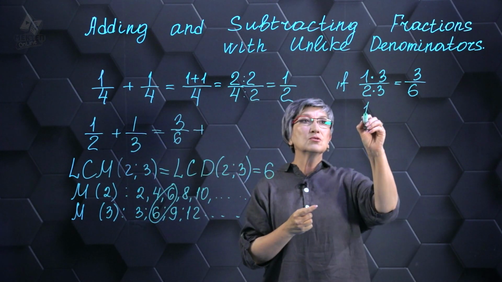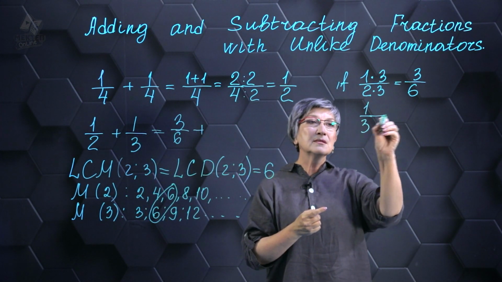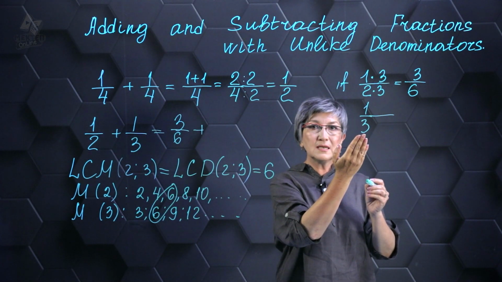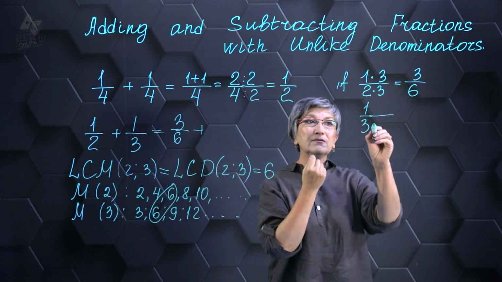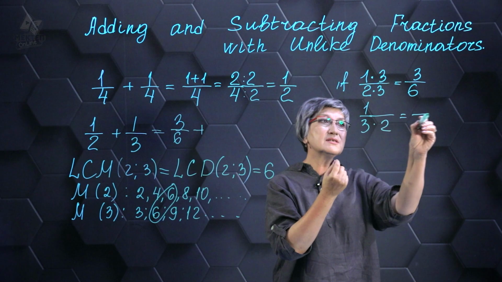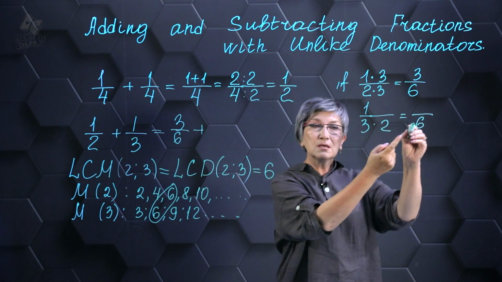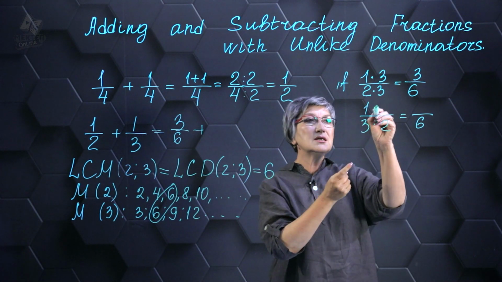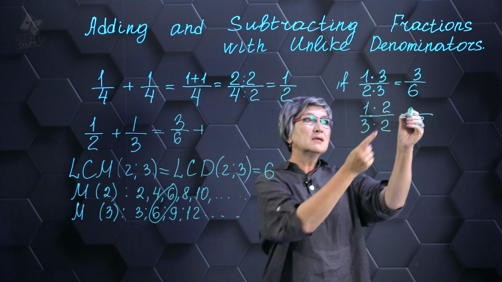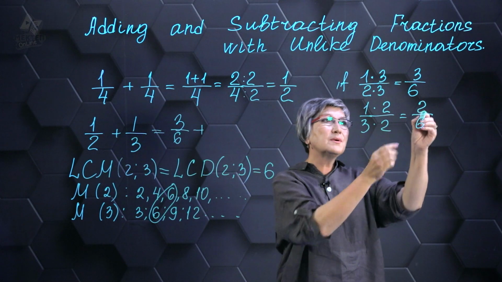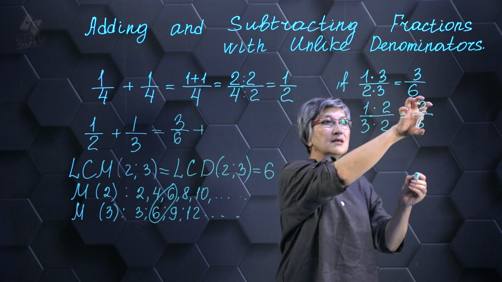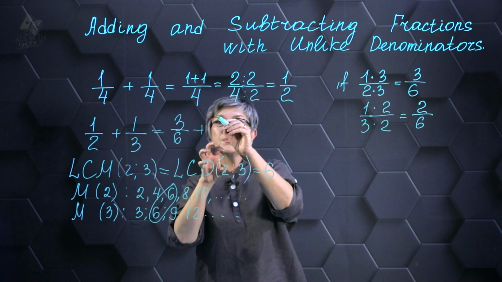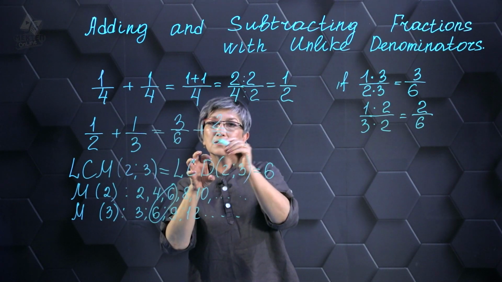I will perform the same computation with 1/3. How much do I need to multiply the denominator by? By 2. And then the denominator will be 6. If I multiply the denominator by 2, I need to multiply the numerator by 2 in order to maintain the ratio. Then I will have a fraction of 2/6.